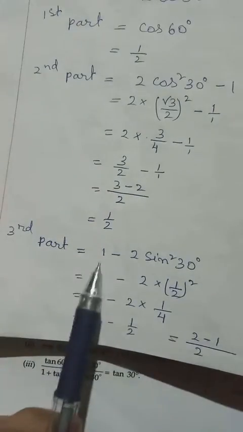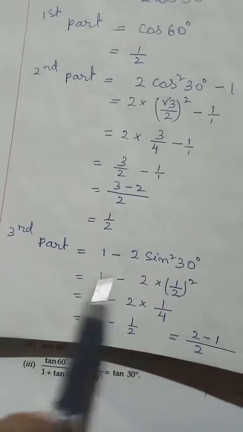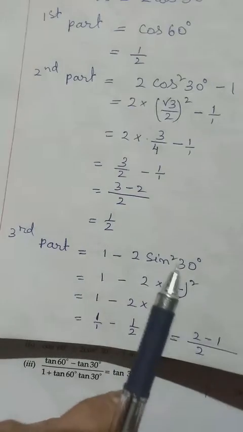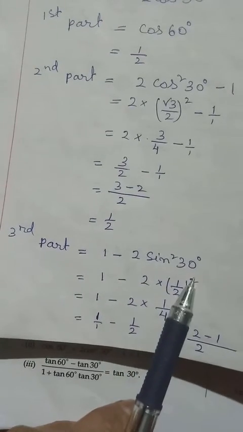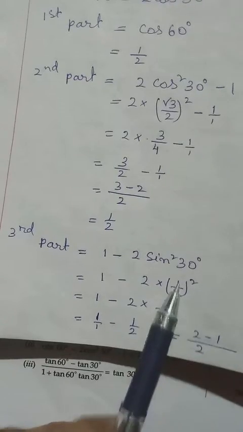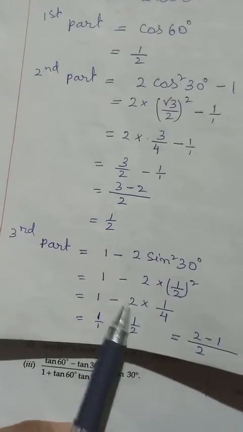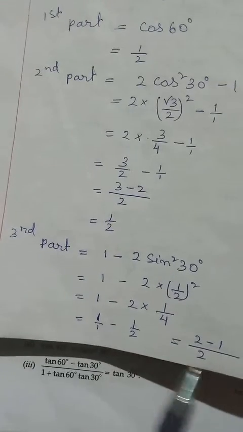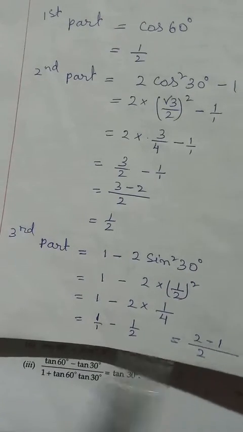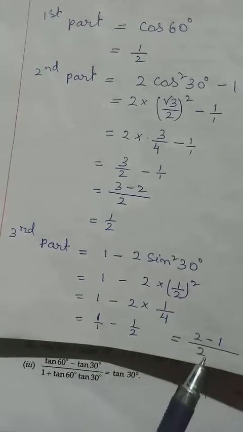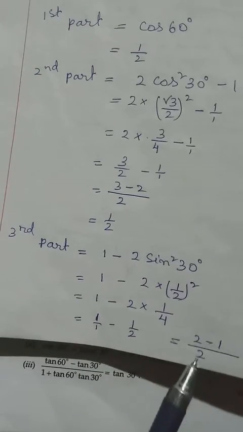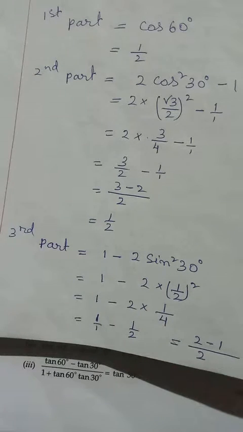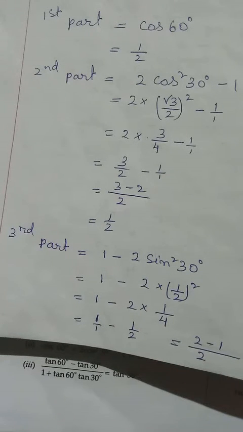Then the third part, 1 minus 2 sine square 30. 1 let it be, minus let it be, 2 let it be. Sine 30 we know 1 by 2. We have whole square. So 1 into 1, 2 into 2, 4. 2 and 4 we can cancel, 1 by 2. So here also 2 and 1 we find LCM. 1 divide 2, 2. 2 into 1, 2. 2 divide 2, 1. 2 minus 1, 1 by 2. So we see all 3 parts are 1 by 2. So that means they are equal, which proves the question.